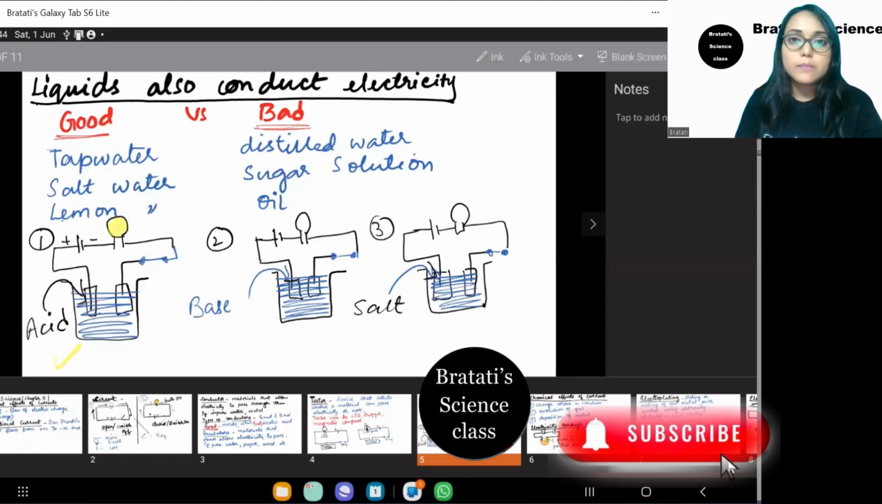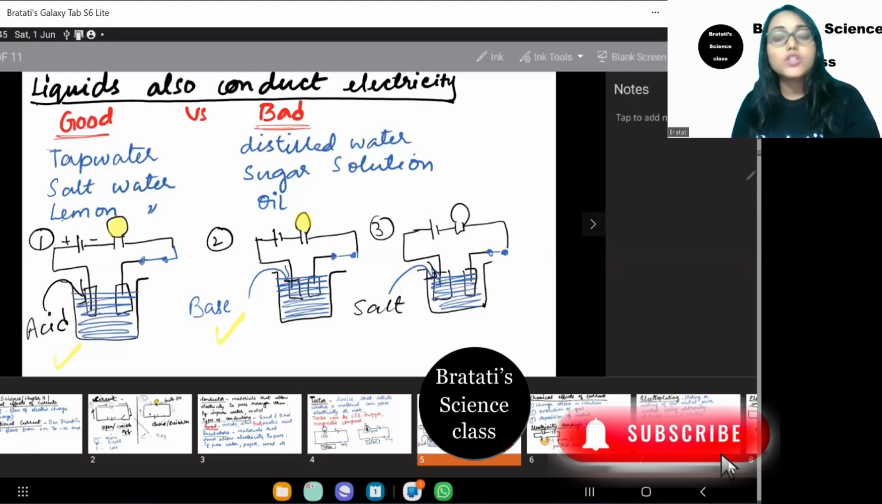They are the base. Basically, they are sodium caustic soda or caustic potash, that means the sodium hydroxide or the potassium hydroxide. They act as a base, and even then the light will glow. The bulb will glow. That means base also can pass the electricity.